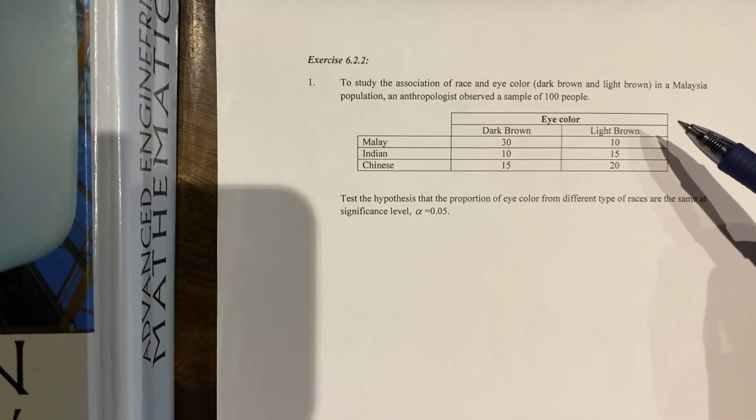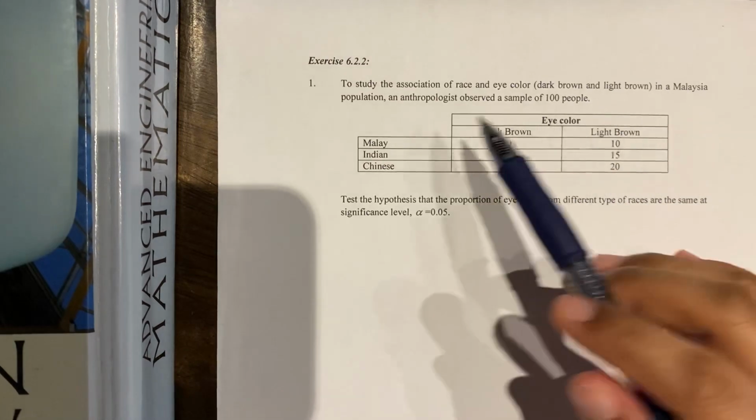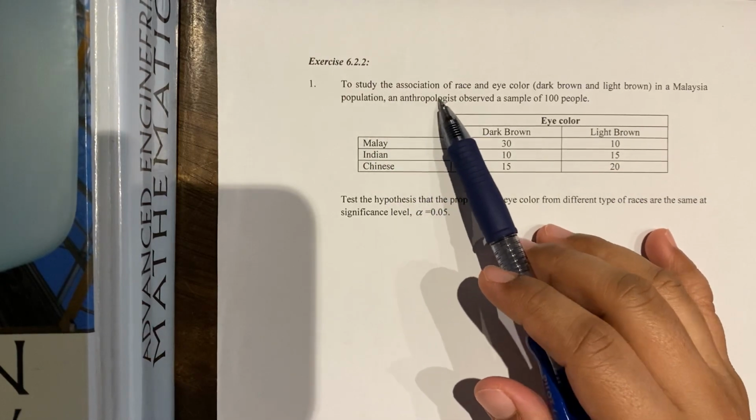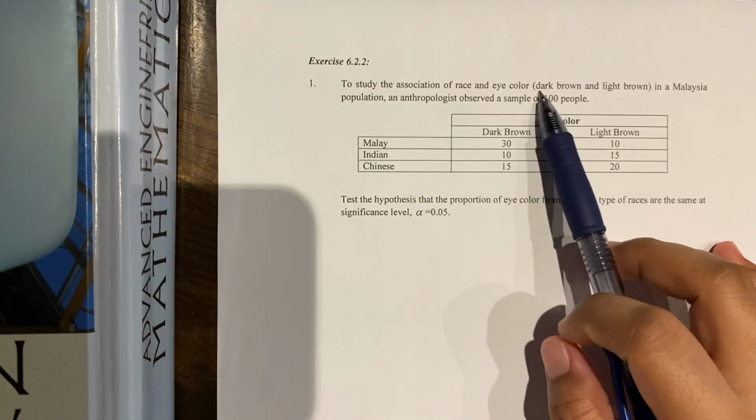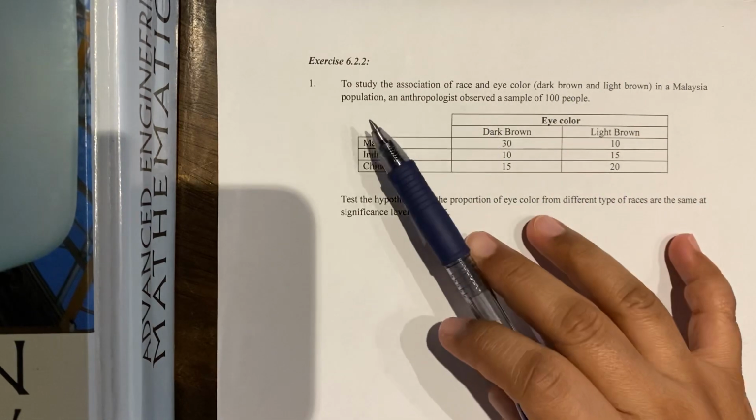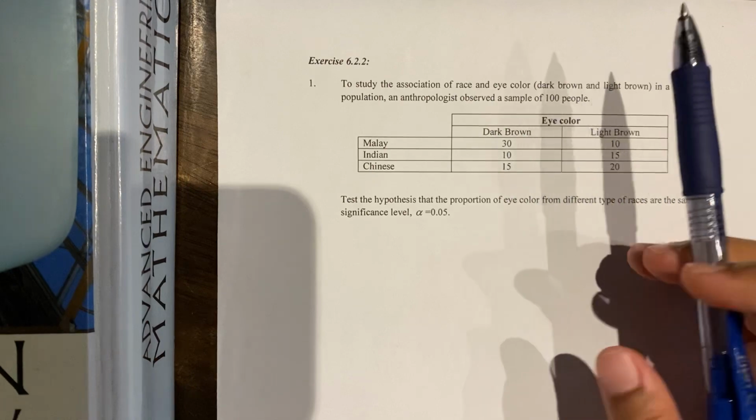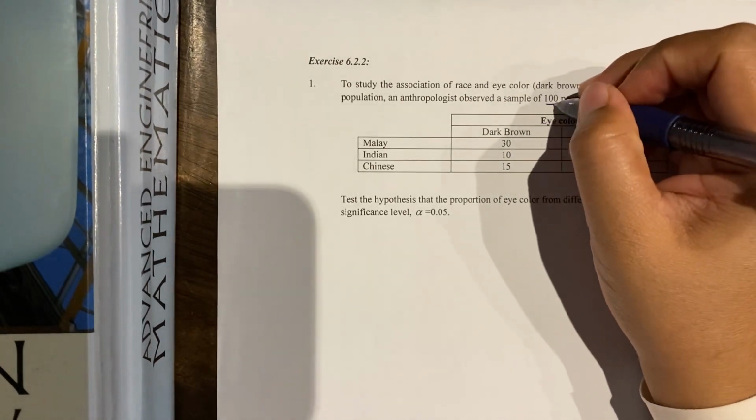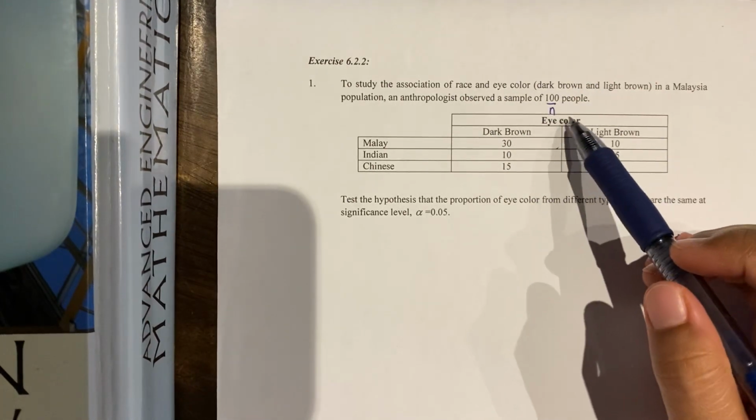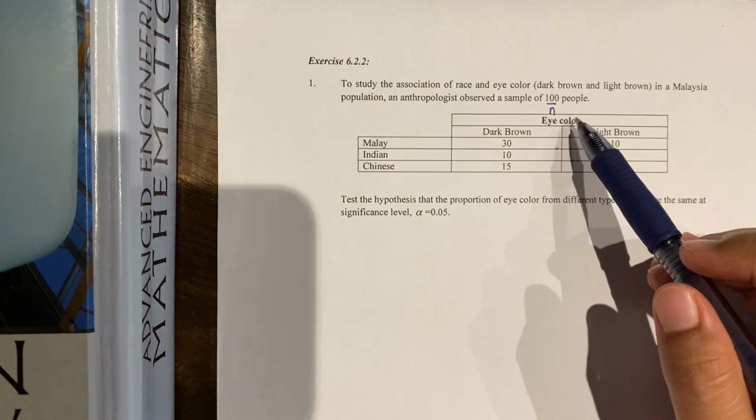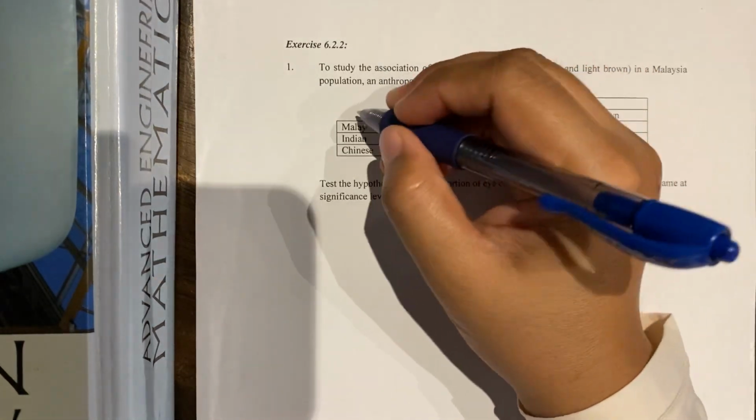It is about the homogeneity proportion, the test of the homogeneity proportion. So to study the association of the race and eye color in a Malaysia population, an anthropologist observed a sample of 100 people. So this is your N. So here we have column as eye color and row as race.